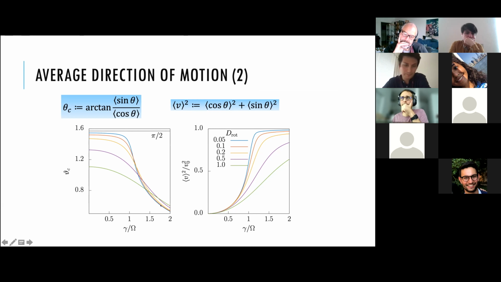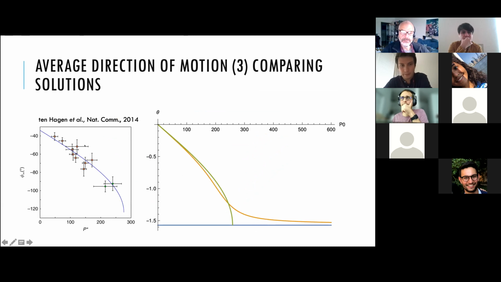becomes very pronounced. Or also we can compute how much the motion is, say, ballistic or directed, and we see that for low gamma to omega, the motion is dominated by diffusive behavior, but as gamma to omega increases past 1, the particle just moves in a directed, ballistic way. So these are the first two results, and here we can already compare our characteristic angle with the angle from experiments and from simple theory without noise that we looked at before.